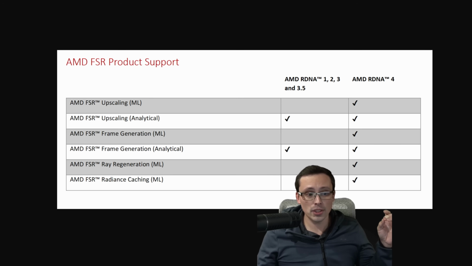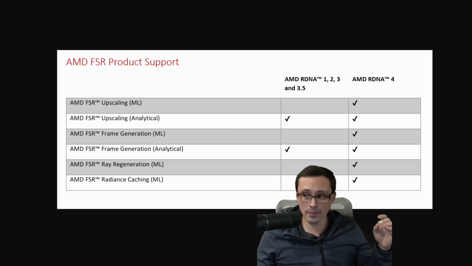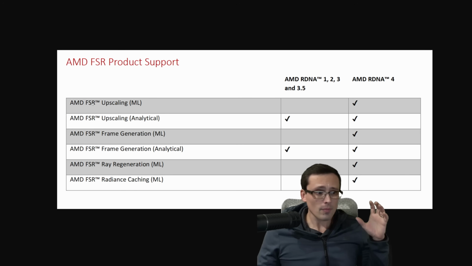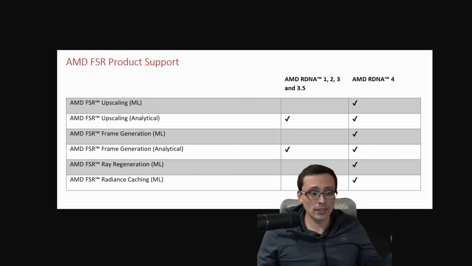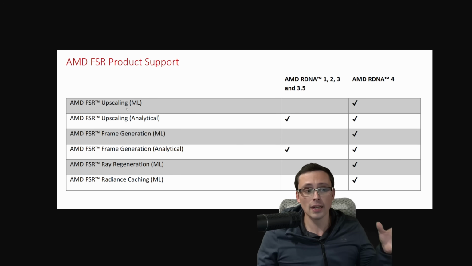So all of the new machine learning-based features are exclusive to RDNA 4 at this time, and there has been no official word of them coming to previous generations, including APUs that are listed as RDNA 3.5. Now, the FSR Upscaling, machine learning based, this is just a rebranding. This is FSR 4. It is not a different or improved upscaler. So it's just rebranded as FSR Upscaling ML, still exclusive to RDNA 4.